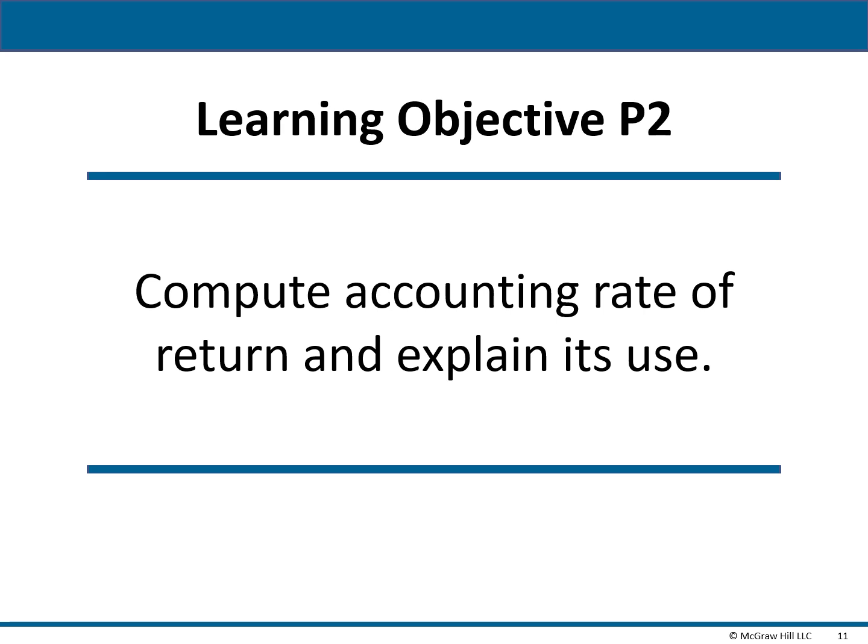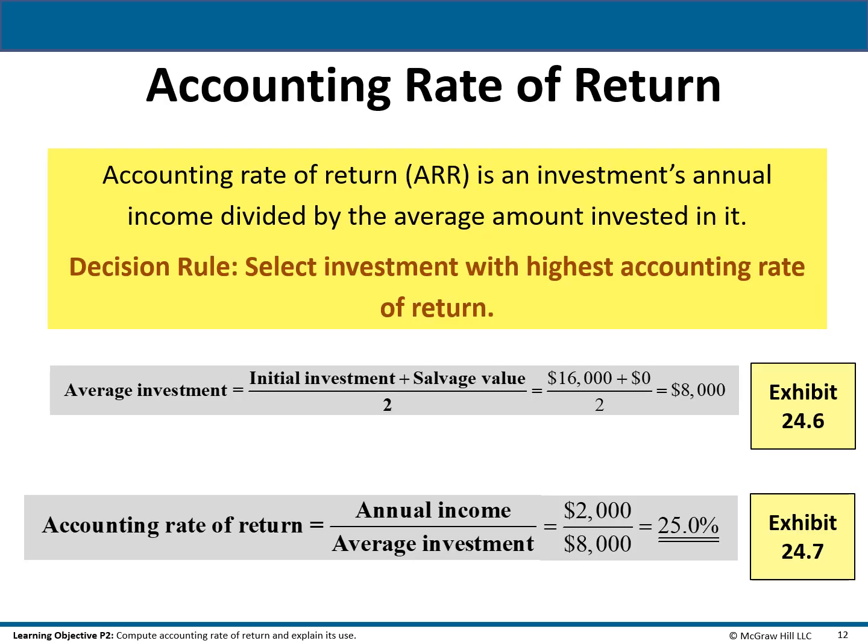Now let's look at how to compute the accounting rate of return and what it's used for. Okay, so the accounting rate of return, also called the ARR, is an investment's annual income divided by the average amount invested in it. To illustrate, we return to Fast Track's $16,000 machine example, as we described previously. So we first find the average amount of the investment, and that's just the initial investment plus the salvage value divided by 2. So that gives us an $8,000 average investment over the asset's life.